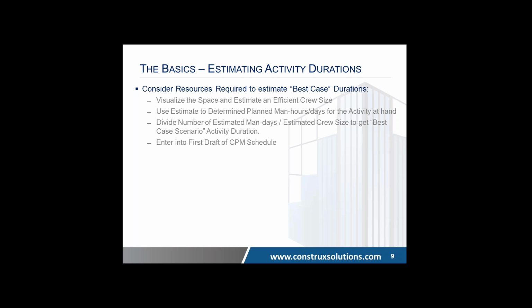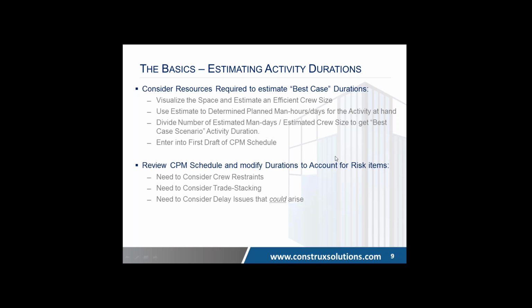Once you get through that, you create your first draft of your CPM schedule. I think you review your CPM schedule and modify durations to account for risk. This is once you actually put in logic. You put in your durations, you put in your logic, you run it, and then you have to start to look to see if there are any risk items. You can see crew restraints. You can look for trade stacking. You need to start thinking about what issues could arise once we have our schedule put together, and you can tweak durations. You can tweak logic to ultimately begin to overcome these risk items.